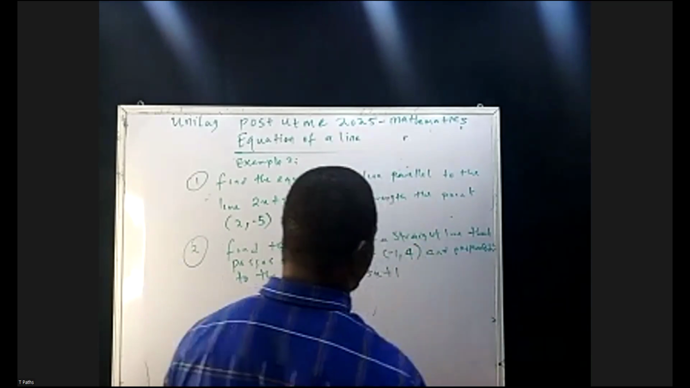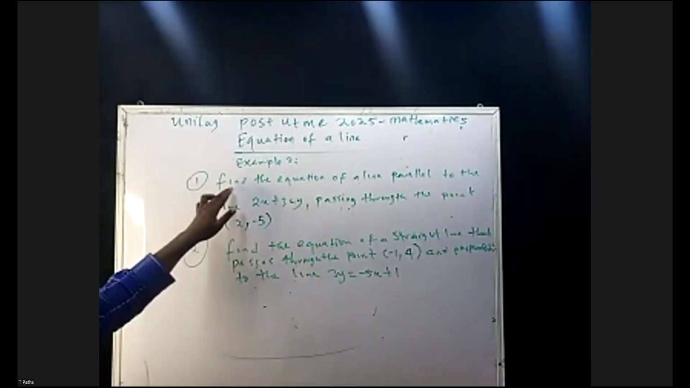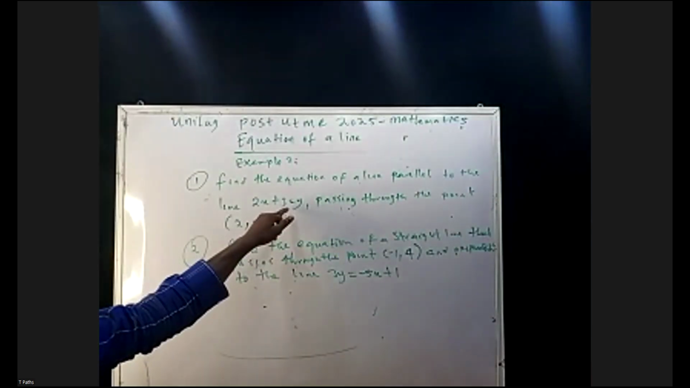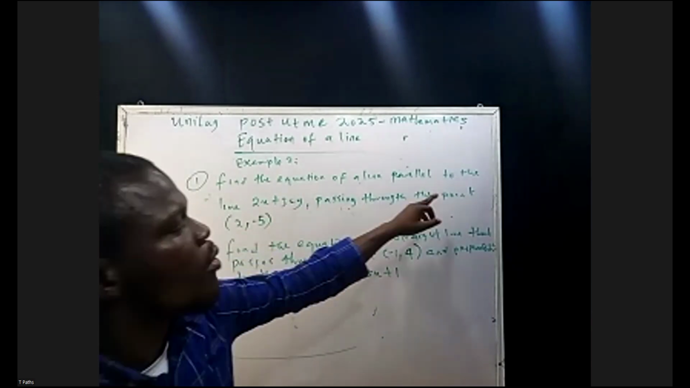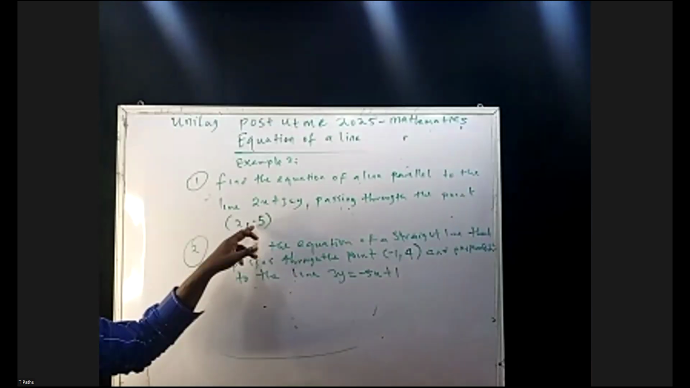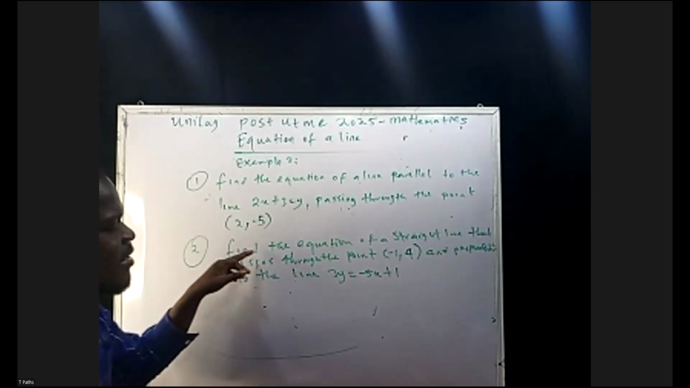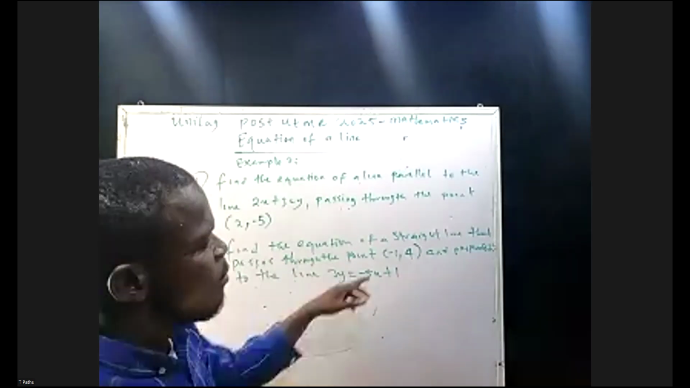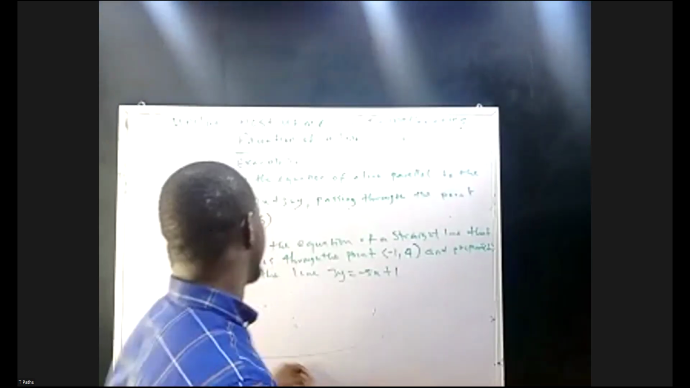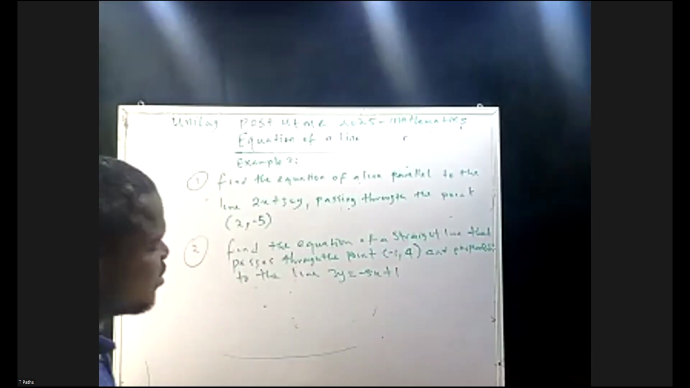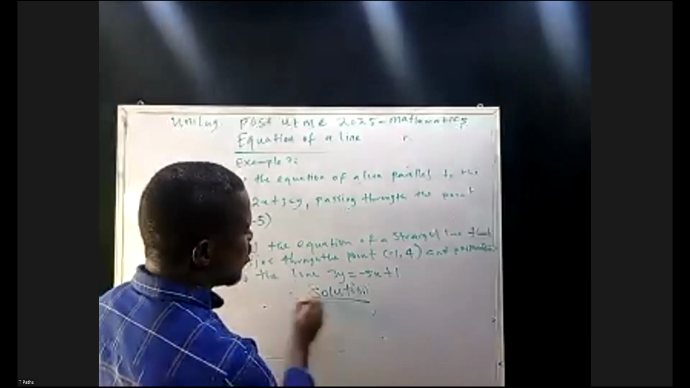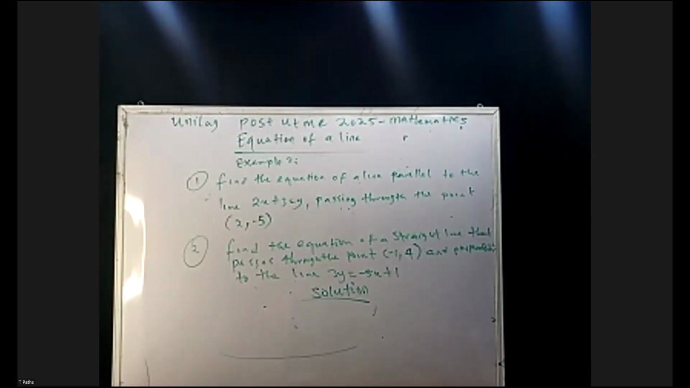Now I will read it, if you can't see it. Find the equation of a line parallel to the line 2x plus 3 equals y, passing through the point 2 comma minus 5. And the second question is find the equation of a straight line that passes through the point minus 1 comma 4 and perpendicular to the line this. Now, what you need in this question, I'm going to tell you what you need, and you people will do it.